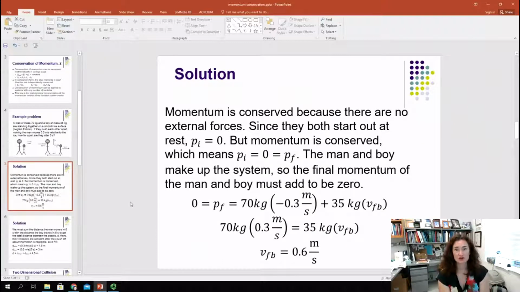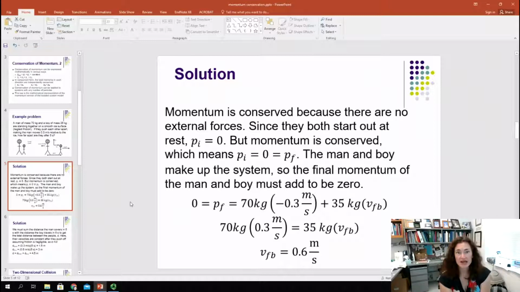Okay, so momentum's conserved because there are no external forces. Since they both start out at rest, the initial momentum of the system is 0. But momentum's conserved, which means that P initial is equal to P final. So that means that the P final also has to be 0. The man and the boy make up the system, so the final momentum of the man and the boy in the x direction, of course, is what I'm talking about, must add to be 0. So I have 0 is equal to P final, which is equal to 70 kilograms times minus 0.3 meters per second. That's the final velocity of the man, right?